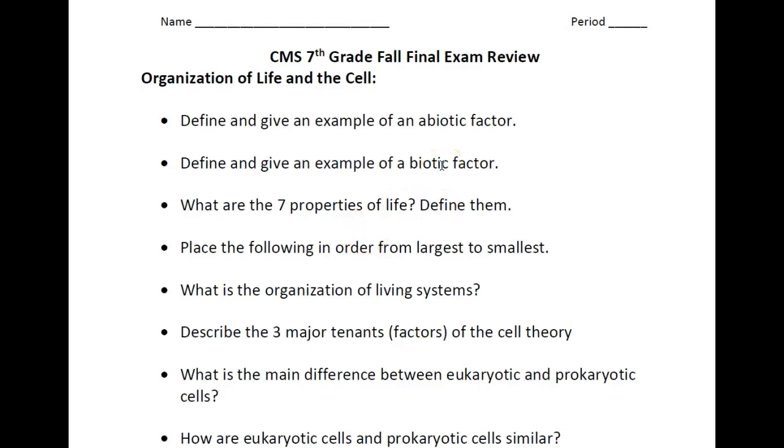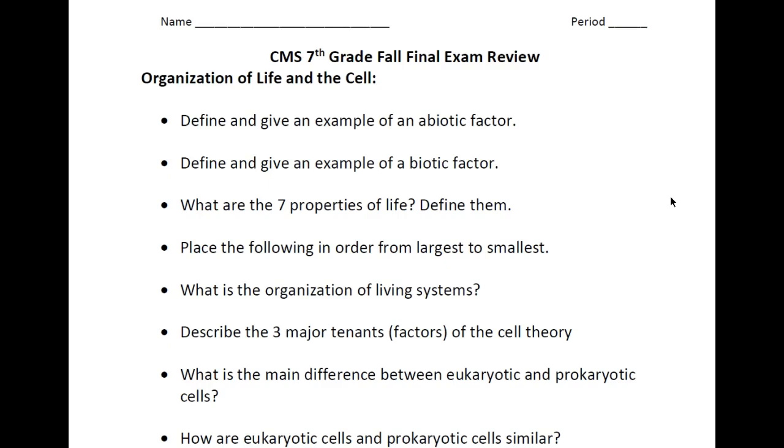Okay, so your fall final exam will have 30 questions on it. All of them will be multiple choice. You need to know what's exactly on this review to be prepared for it. So, first question is define and give an example of an abiotic factor.